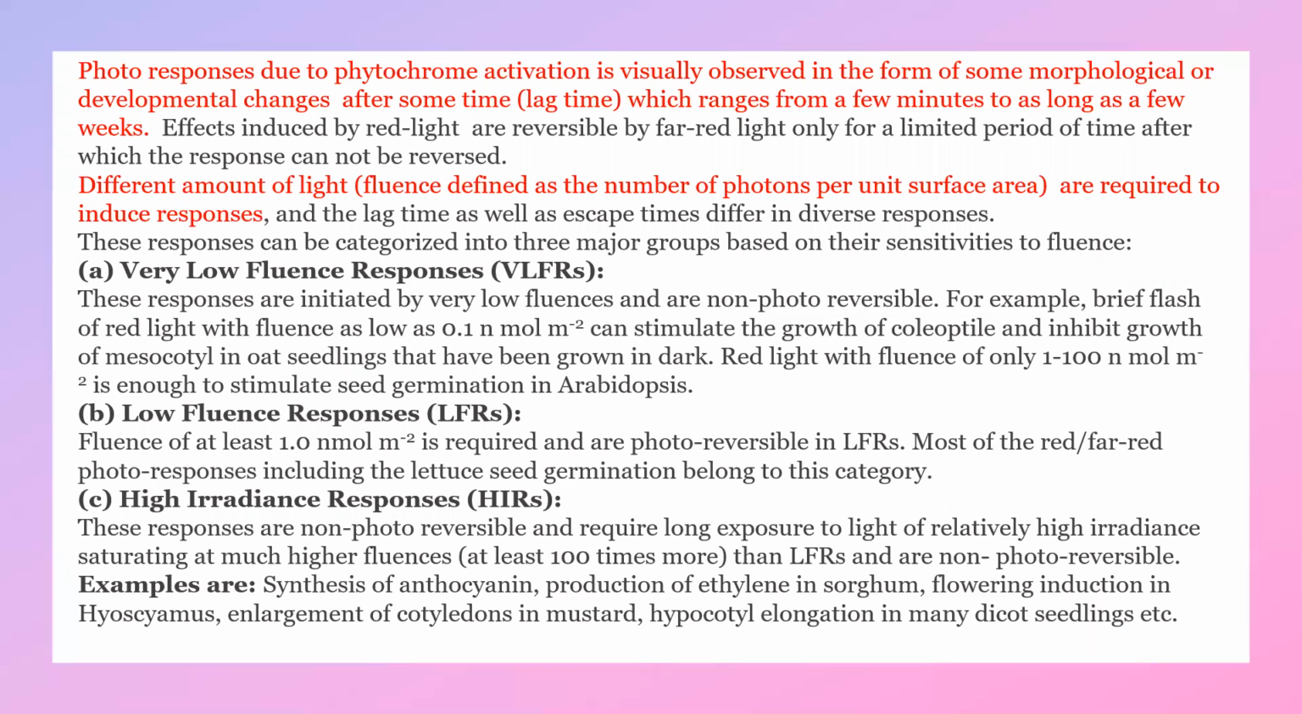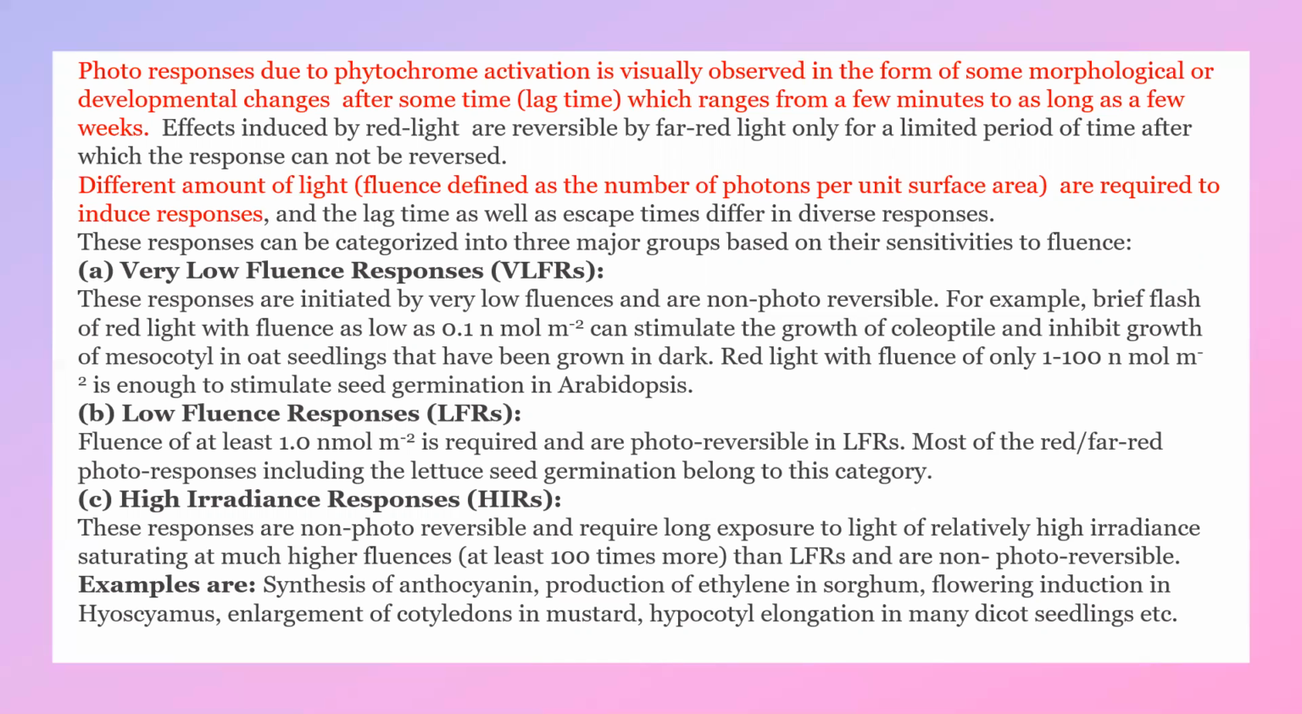There are three types of responses based on their sensitivities to fluence. The three types are very low fluence responses, low fluence responses, and high irradiance responses. Very low fluence responses are non-photoreversible and are initiated by very low fluences. An example is stimulation of growth of coleoptile and inhibition of growth of mesocotyl in oat seedlings.